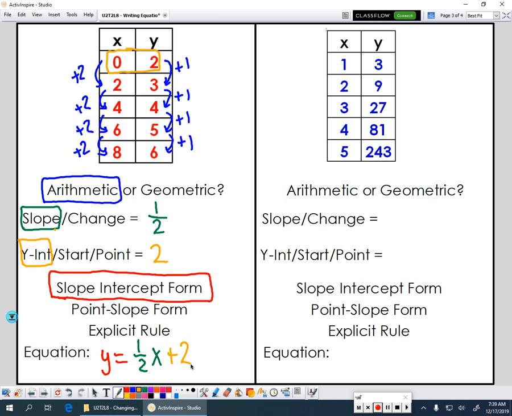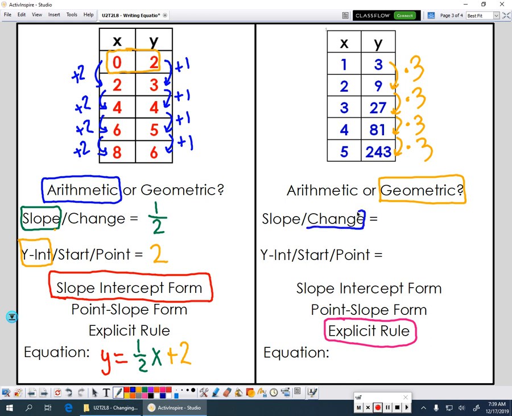Again, start off looking for your pattern. When you look at your pattern here, I notice that's a ×3 pattern. ×3 means we've got a geometric sequence. If we have a geometric sequence, the only type of equation that we can write here is this explicit rule. Okay? And that explicit rule is going to have a start value and a change value. So again, let's start with our change. Our change is that pattern of ×3.